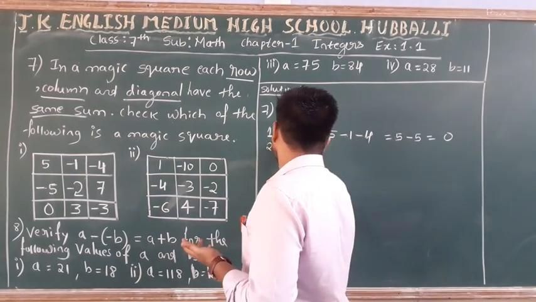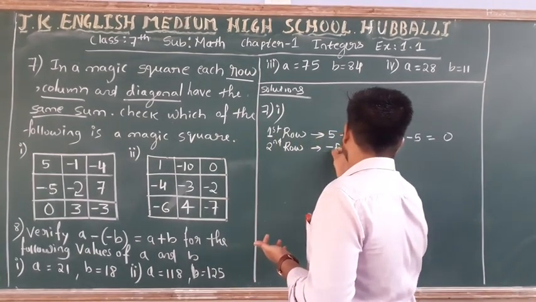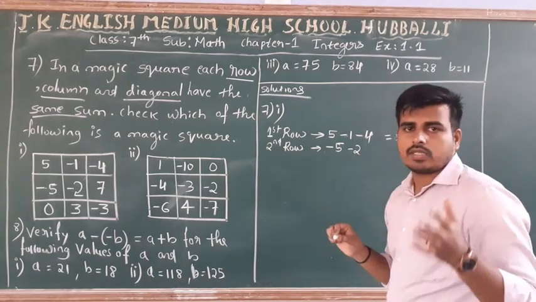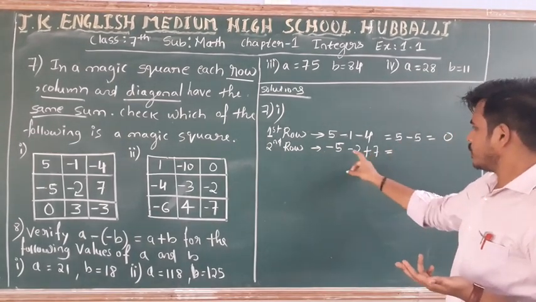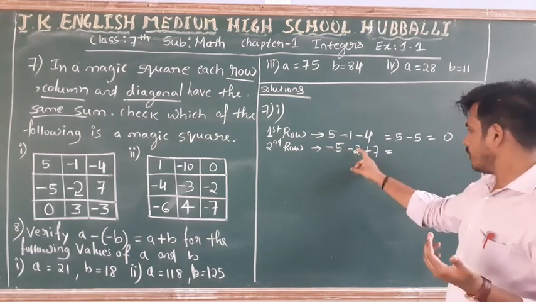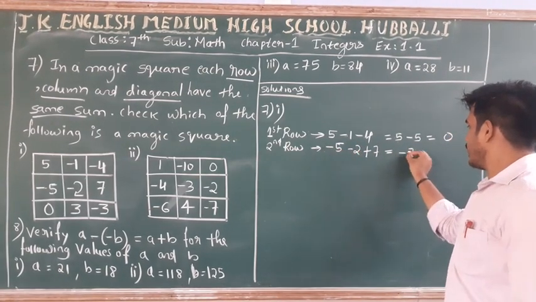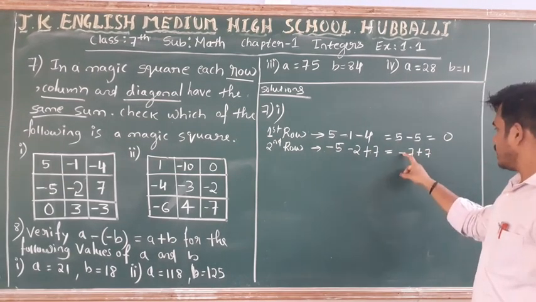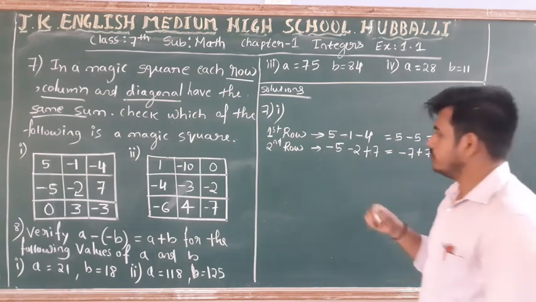Second row: minus 5, minus 2, and 7 means plus 7 only. If no sign is given, we have to take it as plus. One is positive, 2 are negative. So first add these two negatives. You have to add both numbers: 5 plus 2, 7. Among these two, 5 is greater, its sign is minus, therefore it will get the minus. And this plus 7 will be as it is. Now minus and plus, subtraction. Therefore 7 minus 7 will give you 0.